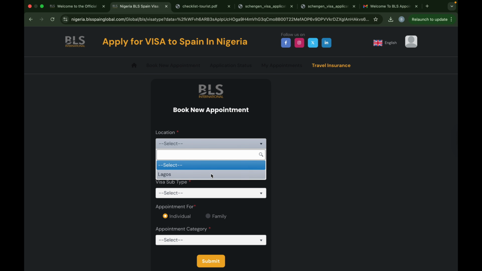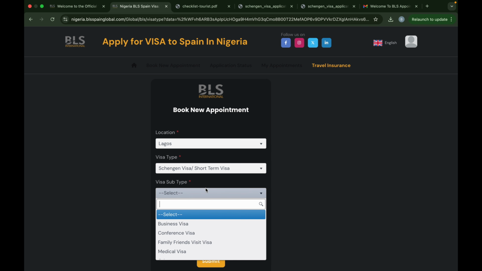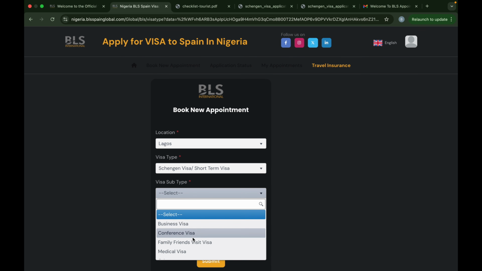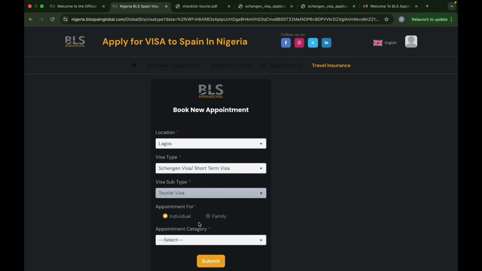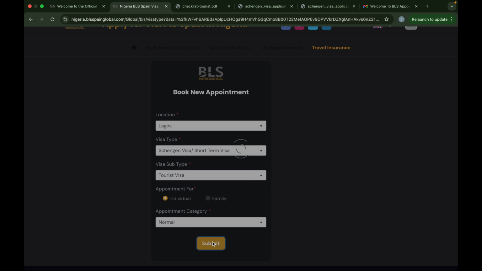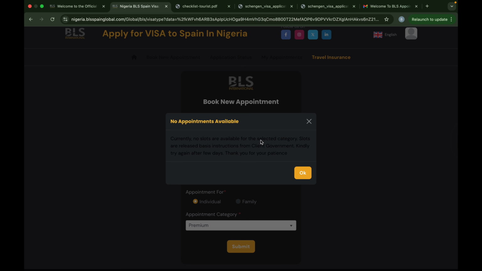Location is Lagos. Visa type is short-term visa. Visa subtype is tourist visa. Individual appointment category normal. Submit. No appointments available at this time. It says currently no slots are available for the selected category. Slots are released based on instruction from client government. Kindly try again after a few days. So you have to keep trying until you're able to get an appointment.